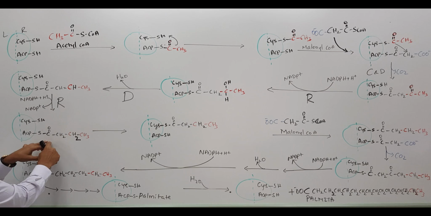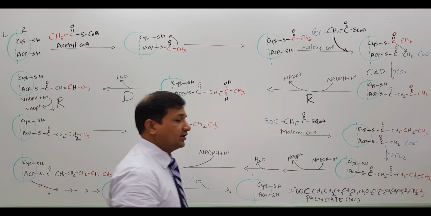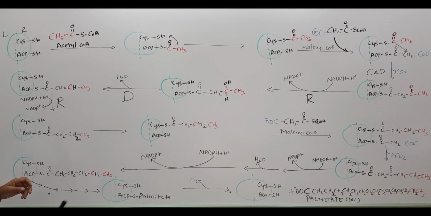But our intention is to synthesize a palmitate molecule, which is 16 carbon fatty acid. This is a 16 carbon saturated fatty acid. Our intention is to synthesize 16 carbon saturated fatty acid. So we just synthesized 4 carbon saturated fatty acid. So what should happen? You just need to repeat the same reactions now.